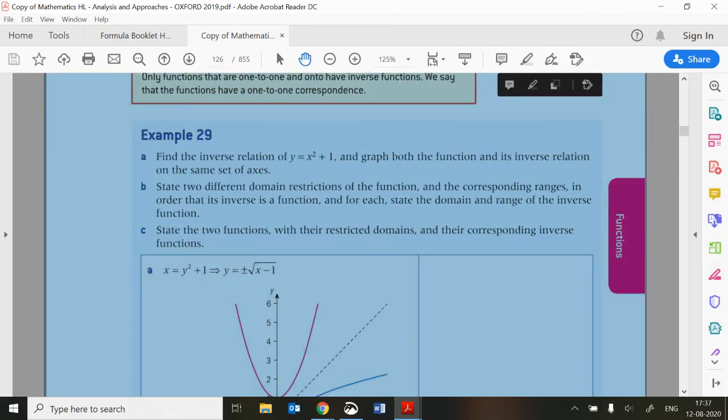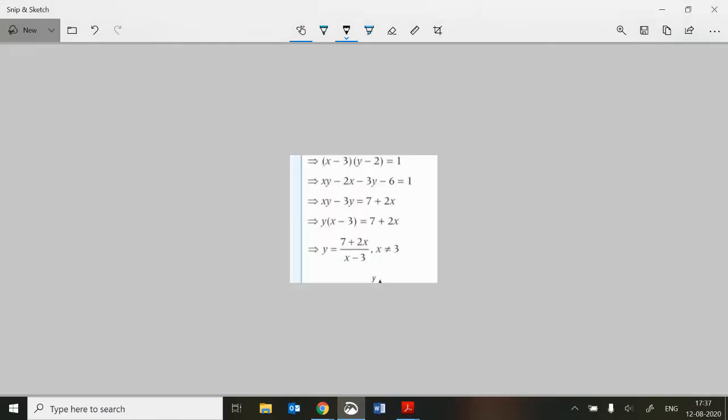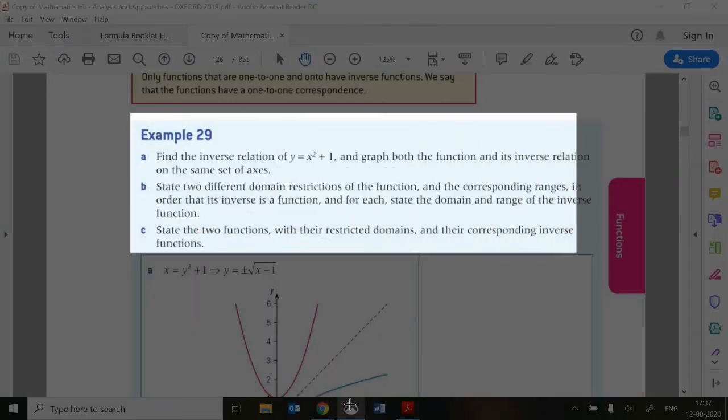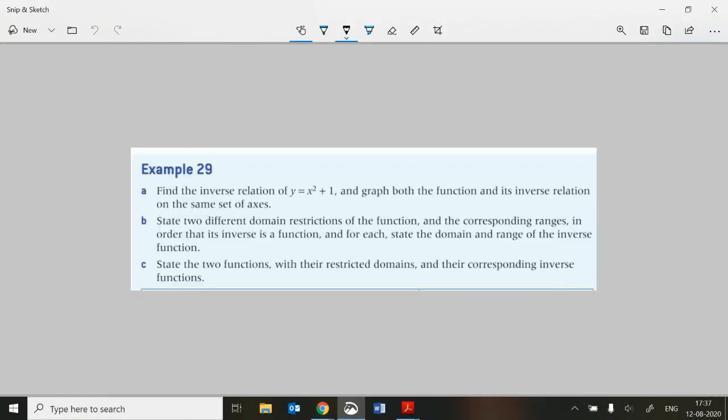So let's look at example 29. In fact, example 29 goes through the same points I was talking about earlier. It says, find the inverse relation of y equals x squared plus 1, and graph both the function and its inverse relation on the same set of axes. This is pretty easy to do. You get something like this, it's hard to draw, and something like this. And there's your 1, there's your 1 in this case as well.